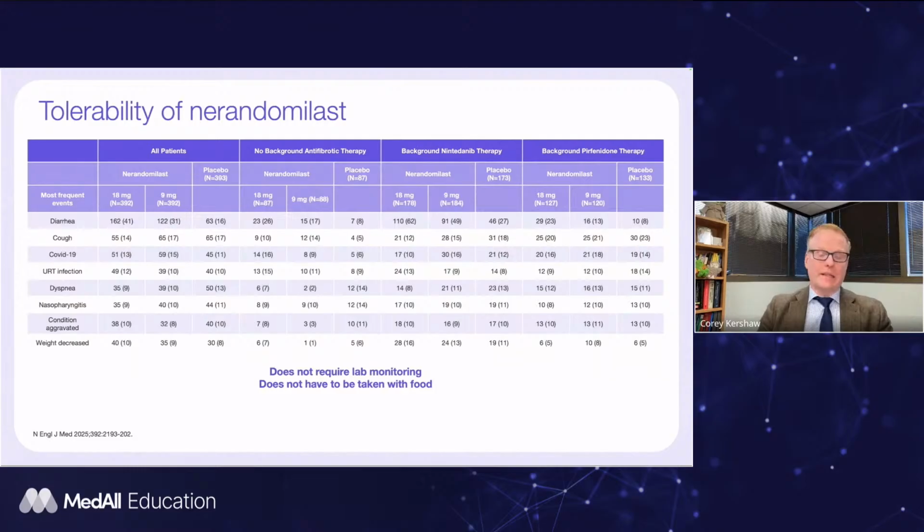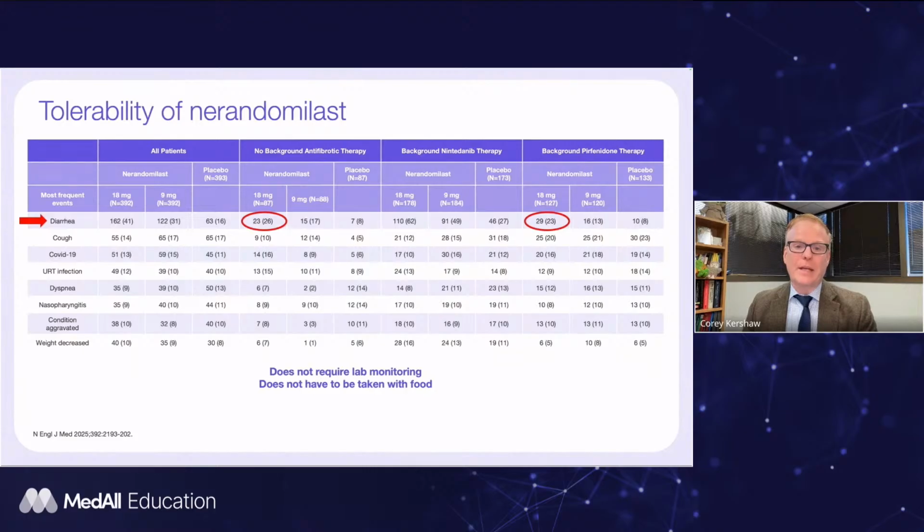Nerandomilast has some advantages. Nerandomilast seems to be much better tolerated than nintedanib and pirfenidone. So diarrhea, again, the most common side effect, and you'll notice that the first panel is all patients. So 41% of the patients taking top dose of nerandomilast had diarrhea. But you'll recall that this included patients that were taking antifibrotics. 77% of patients were taking antifibrotics, and that includes nintedanib.